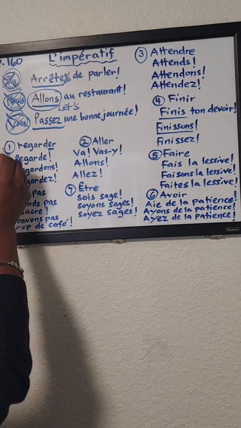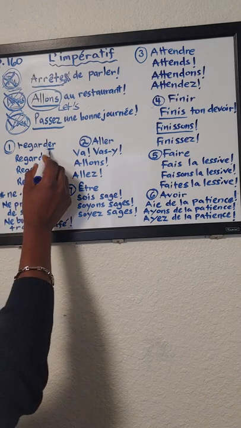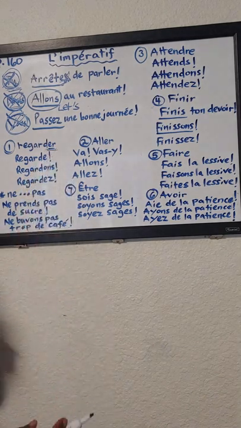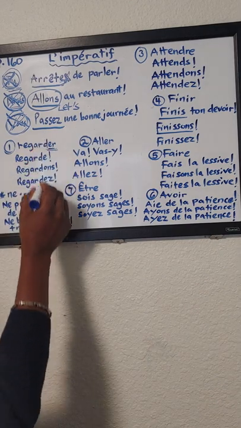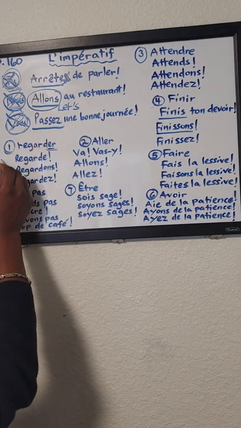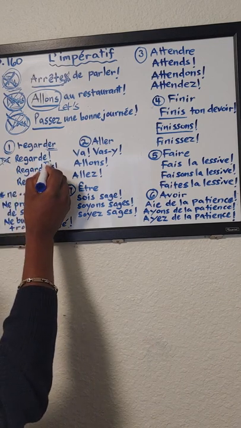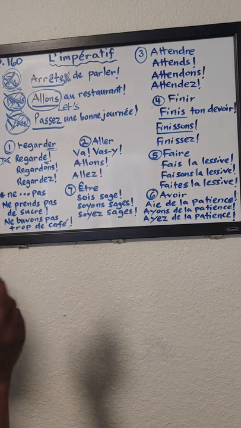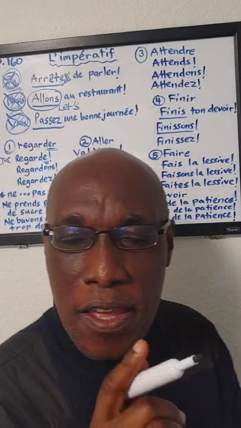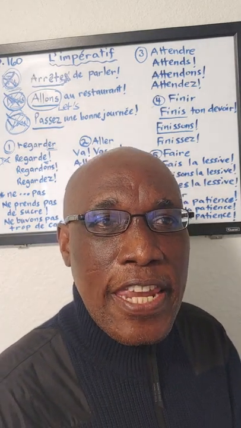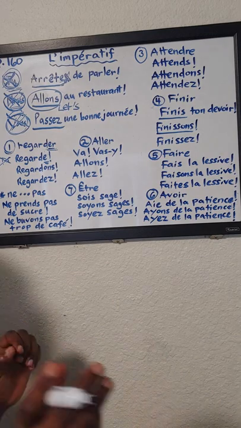Now, in example one, we're dealing with ER verbs. ER verbs. There, right? Regarde. Regarde. You see that is tu without a tu. And then we drop our S, right? Our ER verb, drop the S. That will go with tu. And then the ending is ES, right? Drop the S, right? The sound is the same.